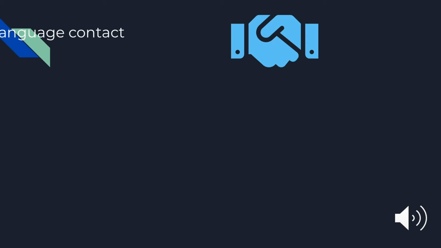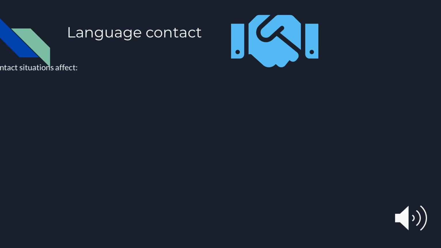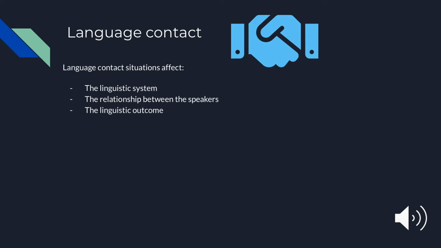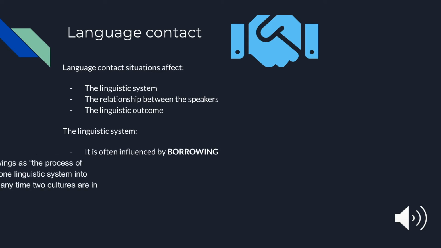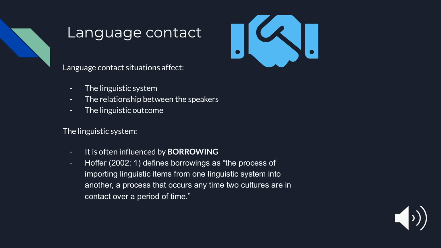Language contact situations affect the linguistic system, the relationship between the speakers, and the linguistic outcome. The linguistic system is often influenced by borrowing. Hoffer defines borrowings as the process of importing linguistic items from one linguistic system into another. A process occurs any time two cultures are in contact over a period of time. We normally distinguish between lexical borrowing, grammatical borrowing, and phonological borrowing.